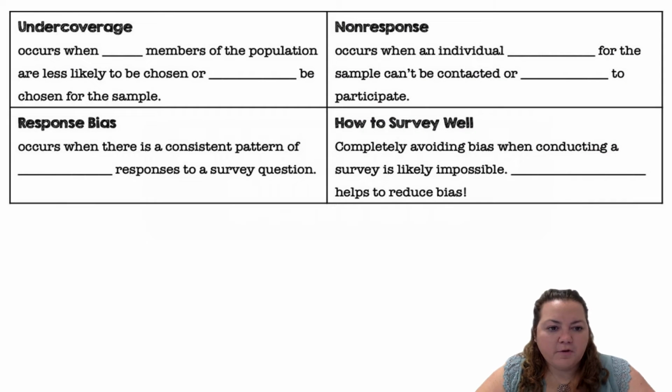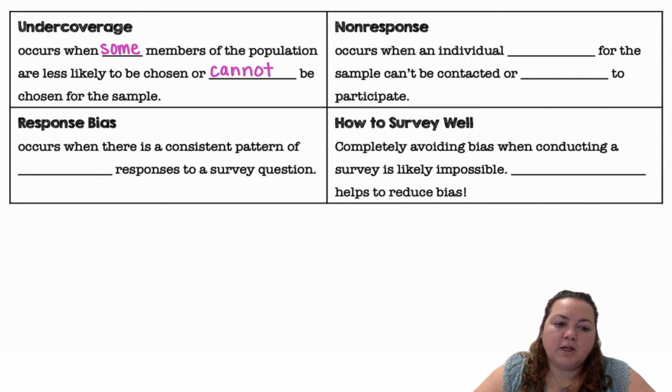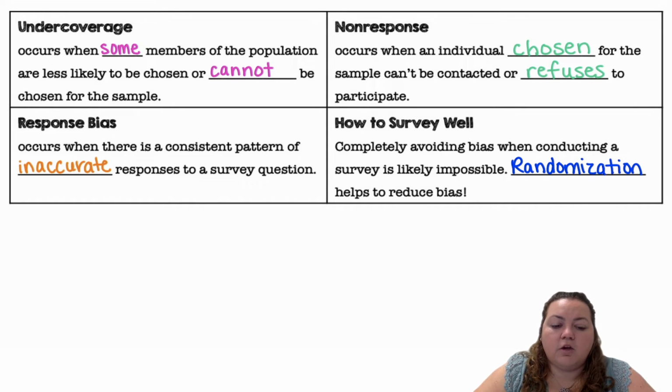We're going to talk about sampling and surveys. All right, so some vocabulary. Undercoverage occurs when some members of the population are less likely to be chosen or cannot be chosen for the sample. Non-response occurs when an individual chosen for the sample can't be contacted or refuses to participate. Response bias occurs when there is a consistent pattern of inaccurate responses to the survey questions.